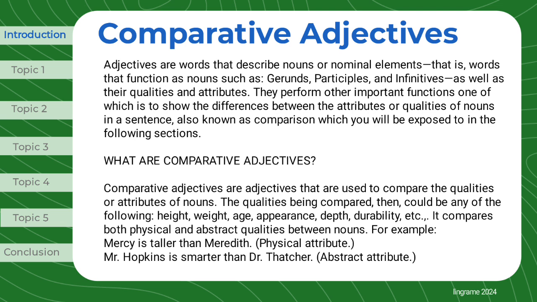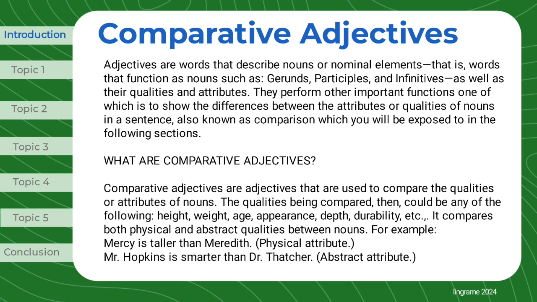What are comparative adjectives? Comparative adjectives are adjectives that are used to compare the qualities or attributes of nouns. The qualities being compared, then, could be any of the following: height, weight, age, appearance, depth, durability, etc. It compares both physical and abstract qualities between nouns.